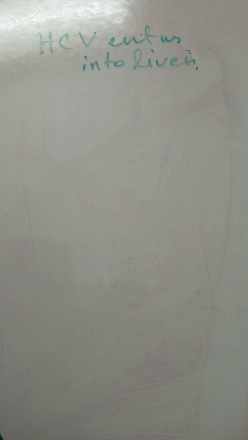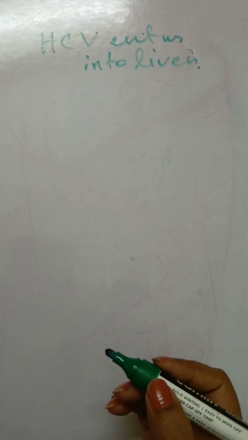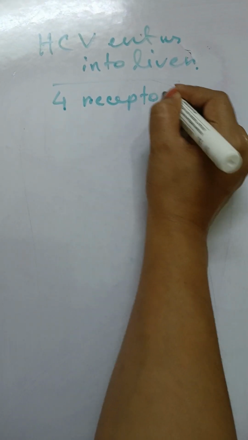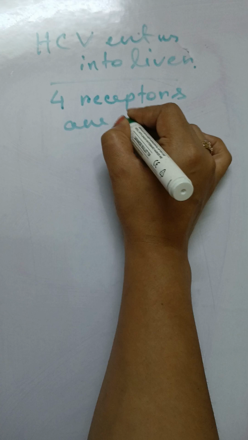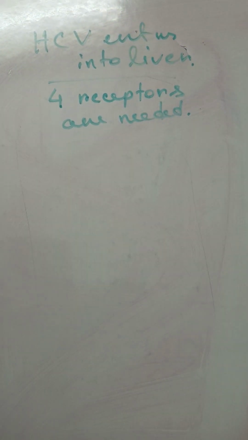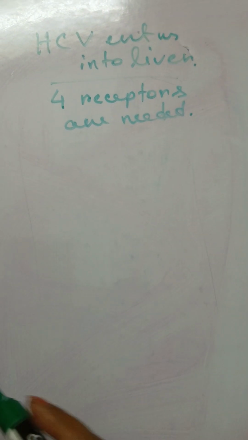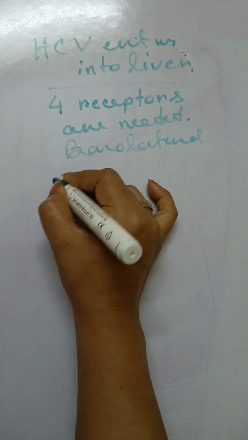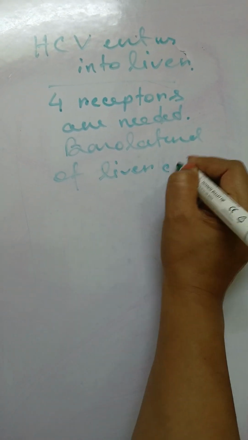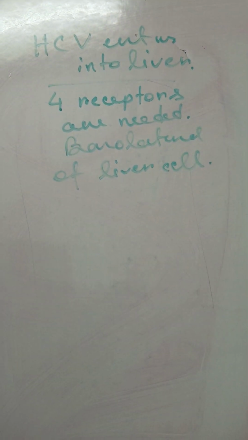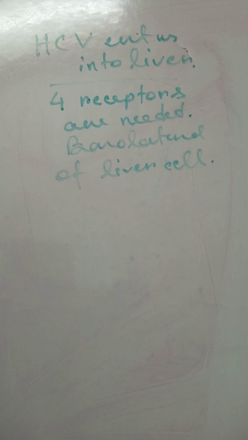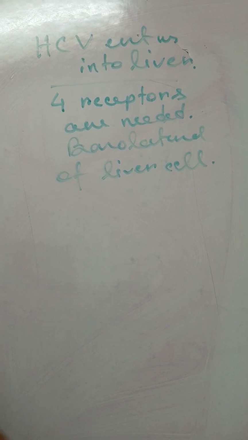Okay, so basically it's the entry process, it's a very complex process, and there are a total of 4 receptors from the host cell needed, which are present on the basolateral surface of the liver cell. On the basolateral surface of the liver cell there are 4 important receptors, which aid in the HCV entry into the liver cell.